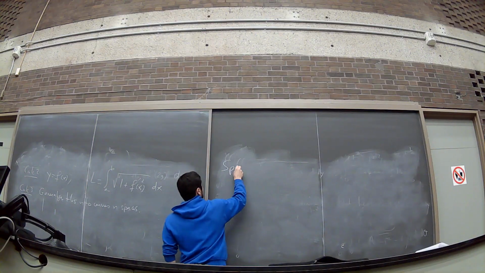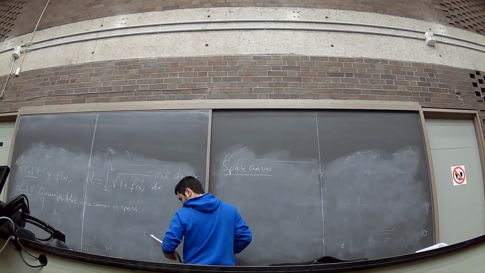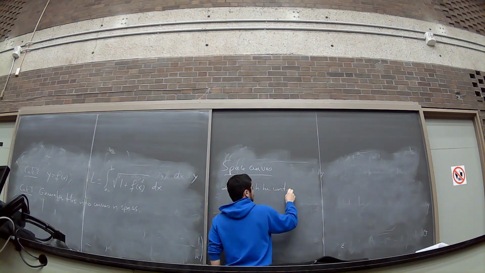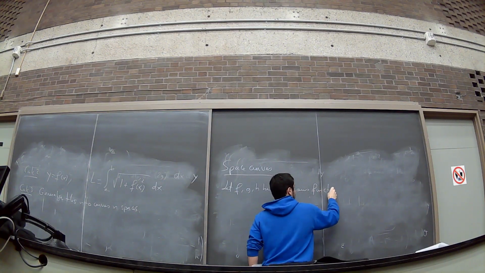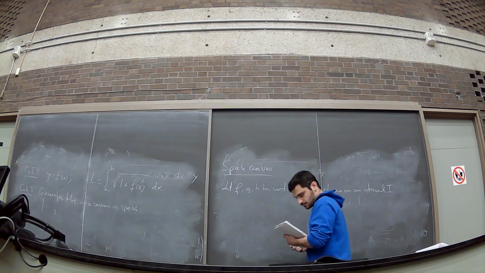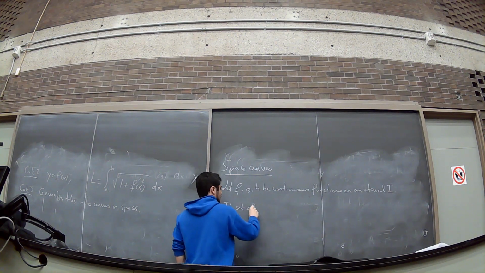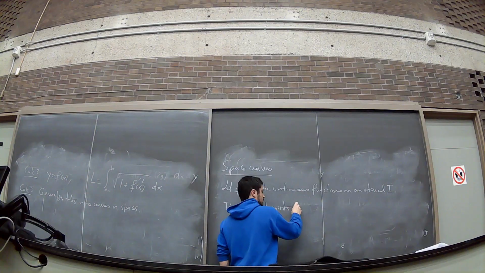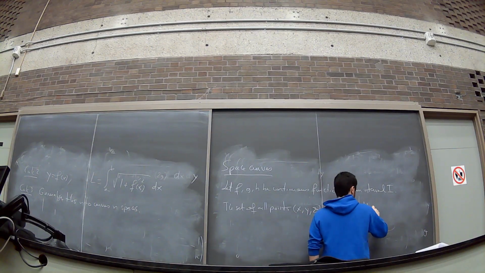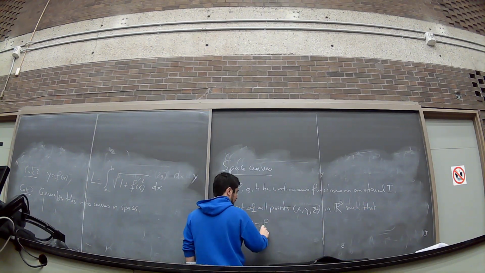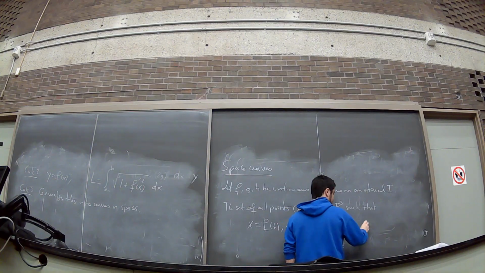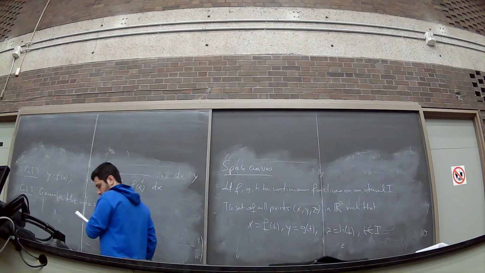Okay, so space curves. Let f, g, and h be continuous functions on an interval I. The set of all points x, y, and z in R3 such that x is equal to f of t, y is equal to g of t, and z is equal to h of t, as t is in I, is called a curve.